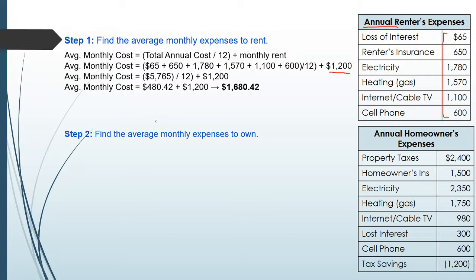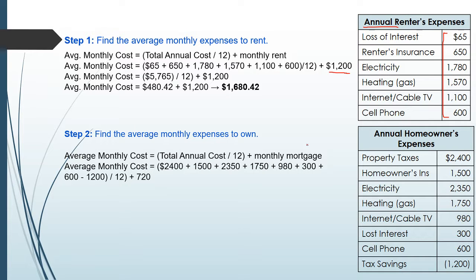Next step is to find the average monthly expenses to own. So now we're going to use the second table. Same formula: find the annual cost, divide it by 12, and then add the monthly mortgage to it. And based on the previous slide, the monthly mortgage was $720. So we're adding everything.